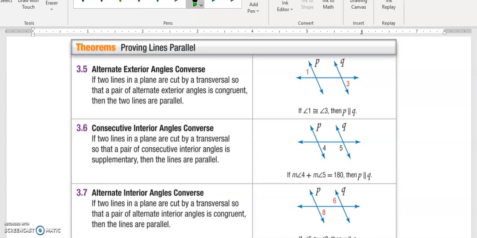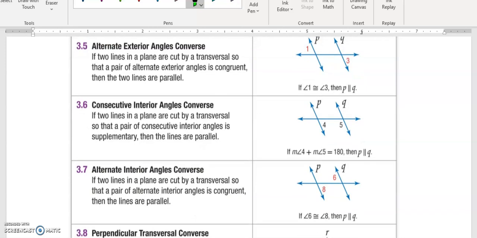Now we have some theorems, converses of theorems. We have the alternate exterior angles converse, or you could say alt-ext converse. It basically says if the alternate exterior angles are congruent, then the lines are parallel. Consecutive, remember we're changing consecutive to say same side interior angles converse, which says if these two angles are supplementary, then these two lines are parallel. And then the alternate interior angles converse, if these two angles are congruent, then the lines are parallel.